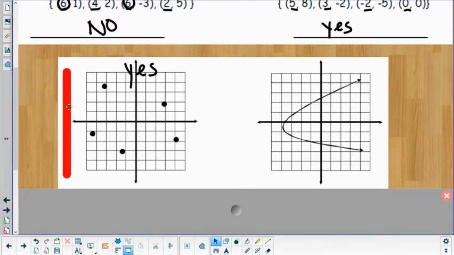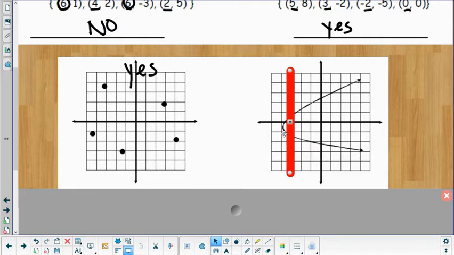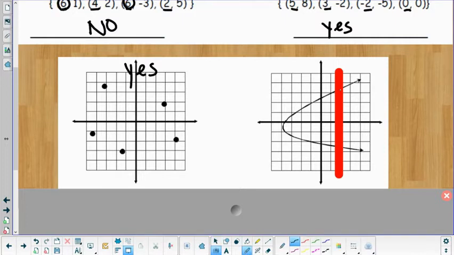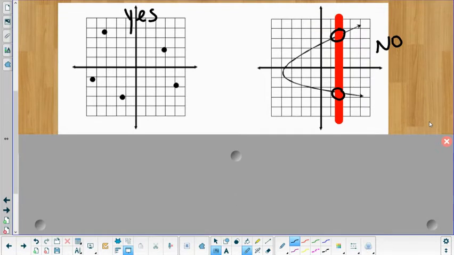Now, if I take my same vertical line and bring it over here to this sideways parabola, you will see no matter where I put it, except for at the very end, it's actually going to hit twice. So it hits right there, and it crosses there. They are above each other, so that means that the x values are the same. This is not a function. So it has to pass the vertical line test in order to be considered a function.